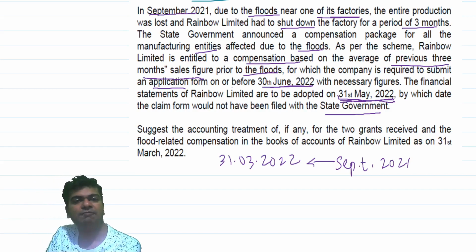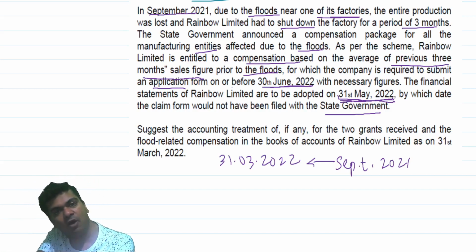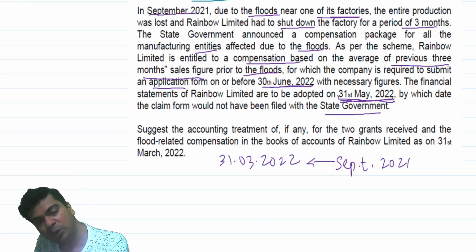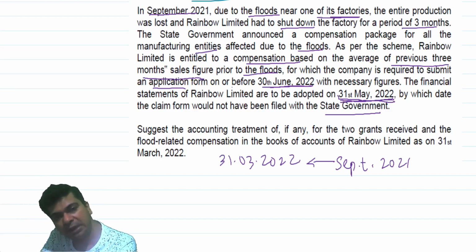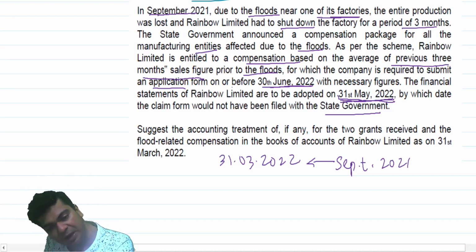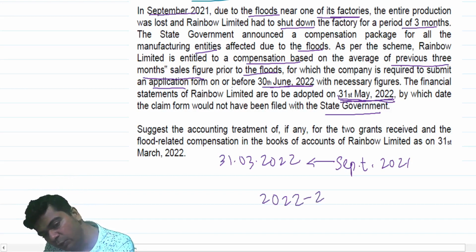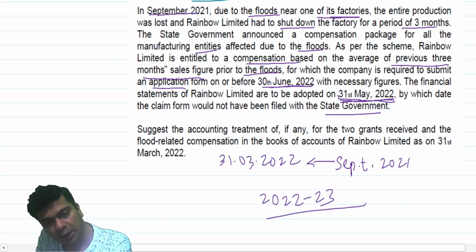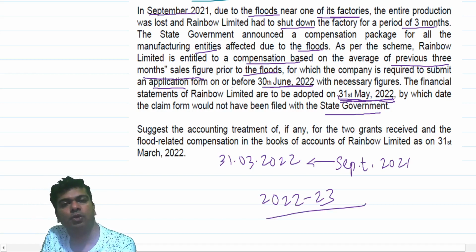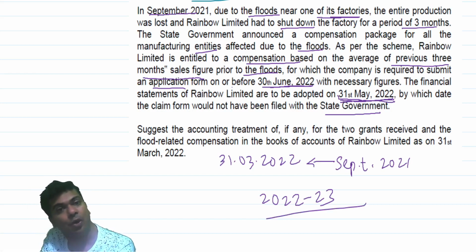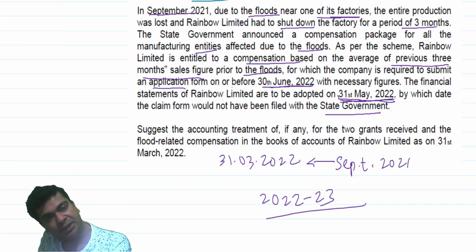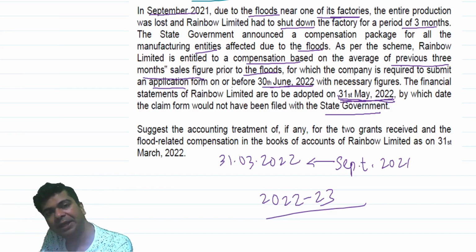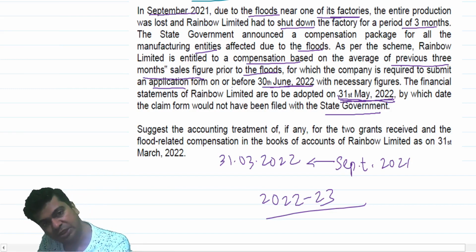If you are of the view that I will file the application form and immediately the government will release the funds, that's not how governments work, right? So what will happen is it will take a lot of time before that money is received. This government grant ultimately will be received in 22-23 only. Okay. In the year 22-23 only you are going to get this government grant. I cannot recognize government grant till the receipt of the government grant is ensured. That is the reason we will not give any treatment for this flood related compensation in the current year.